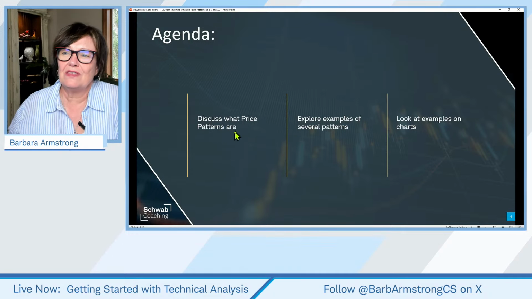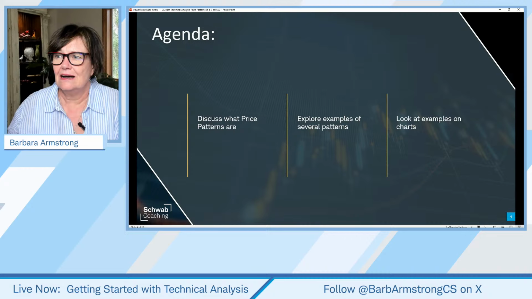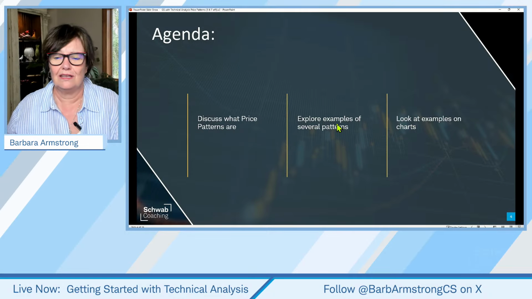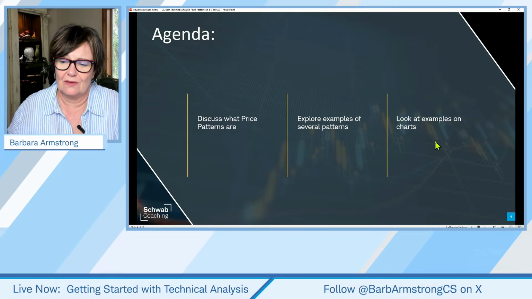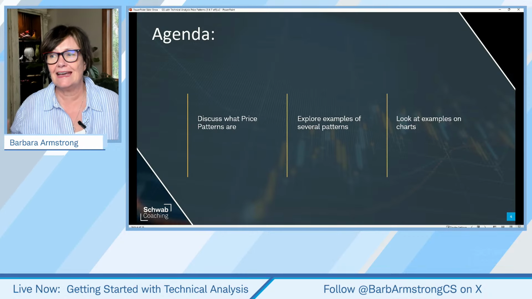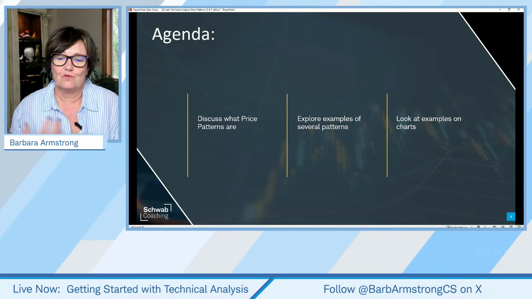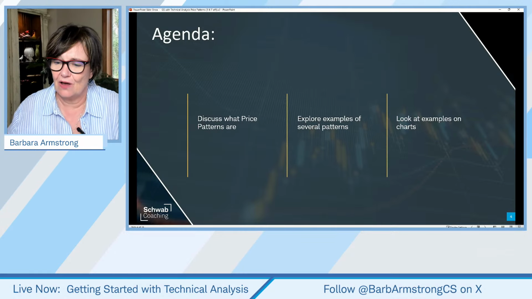So we're going to look at what these price patterns are. We're going to look at several examples of these types of patterns, both technically on a PowerPoint, and then we're going to look at them on the charts, which is really, I think, where it all comes to life. Because if you can't see it on an actual chart, then we're kind of snookered, aren't we? So we're going to spend a bunch of time on that.